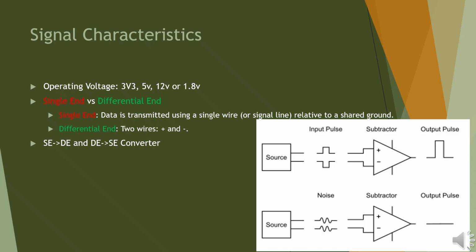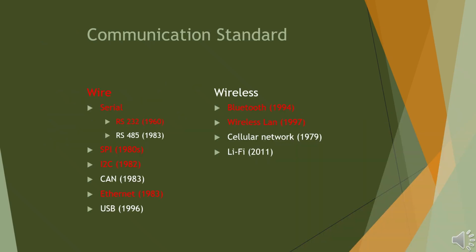Converters such as SE to DE, single-ended to differential modules, are often used to interface single-ended microcontroller outputs with differential communication systems. This slide presents a timeline of key communication standards that have shaped the evolution of electronic and computer systems. Each standard was developed to solve specific challenges, such as data speed, transmission distance, reliability, or ease of connection. And together they form the foundation of modern mechatronic communication.